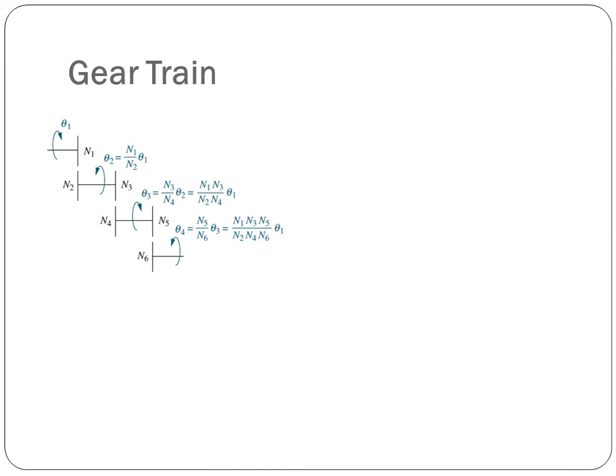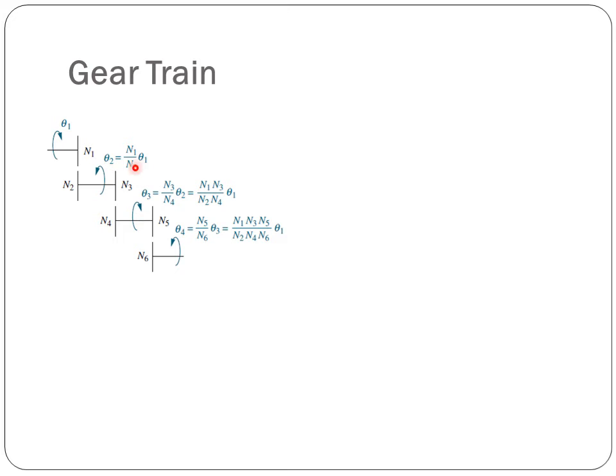Next, we are going to discuss the gear train, when we have a number of gears added one after another. So here we can see the first gear combination is n1 by n2, the second gear combination is n3 by n4, and the third gear combination is n5 by n6.